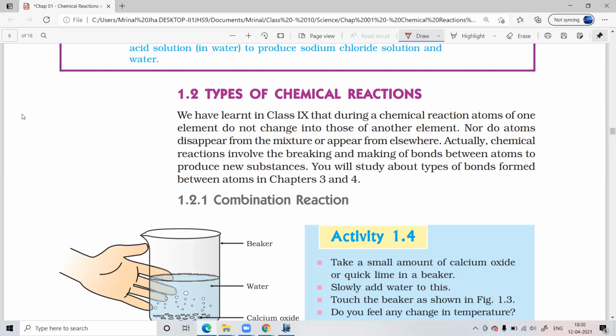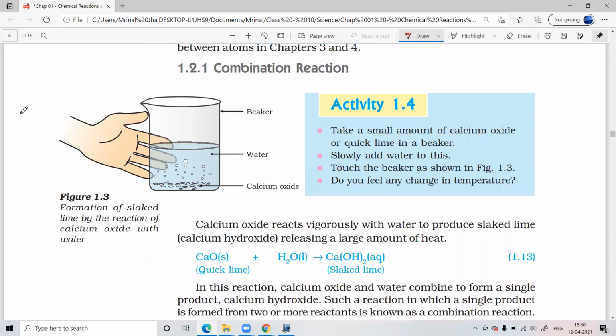That's okay, no problem. So this part, we have seen this enough number of times. So this is what we are going to start actually from, this combination reaction, which is one of the types of chemical reaction. Okay, go ahead, start reading. Read this activity also.